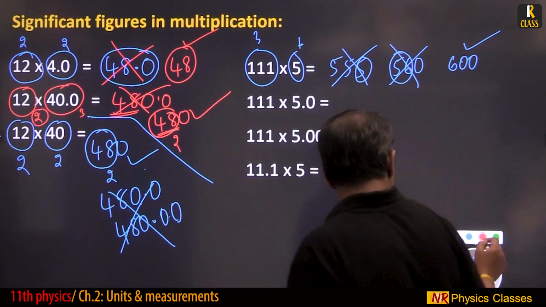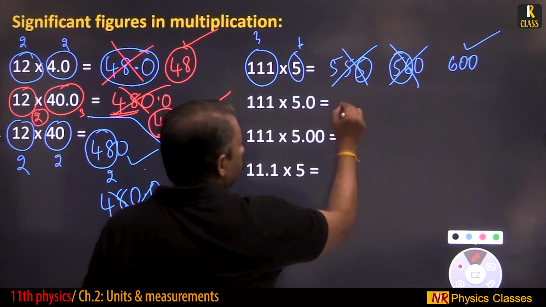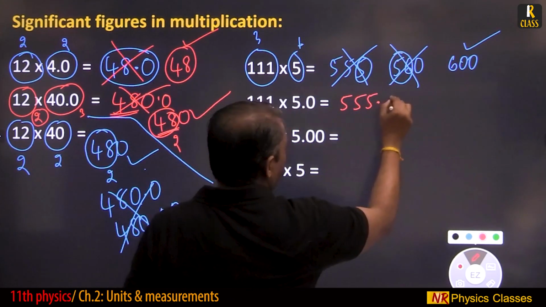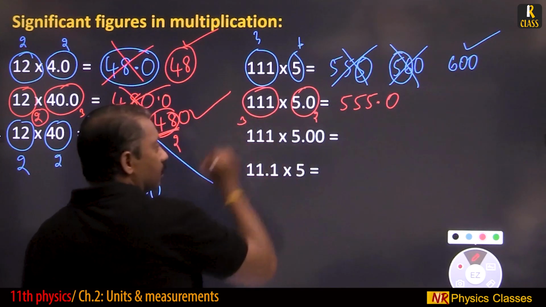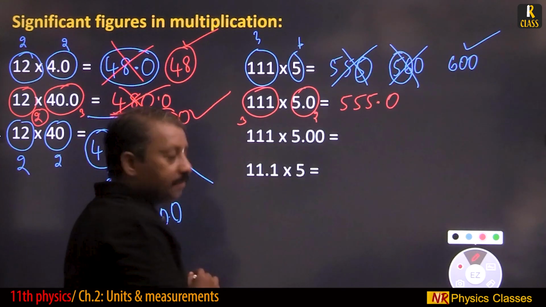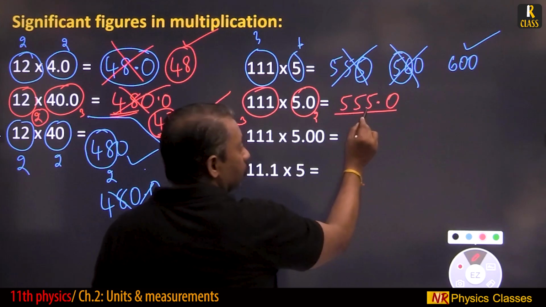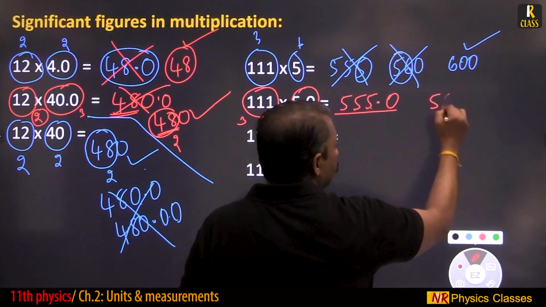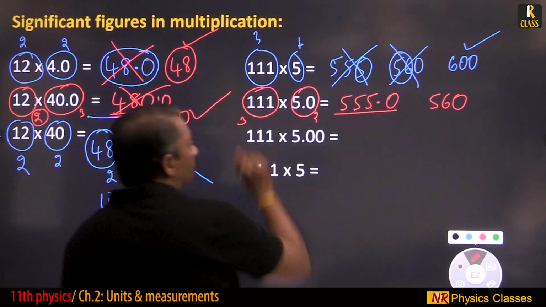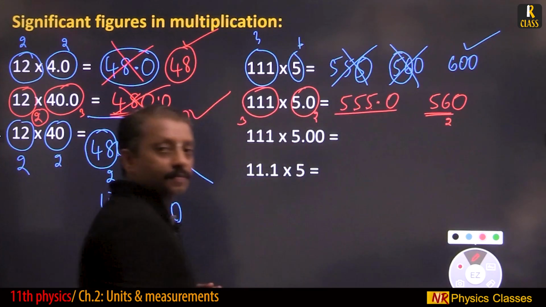Now, 111 times 5.0. 5.0 has 2 significant, 111 has 3 significant, right? There are 4 significant. 5, previous is odd, add one to this, make it 560. The product of these two is 560. There are only 2 significant figures.